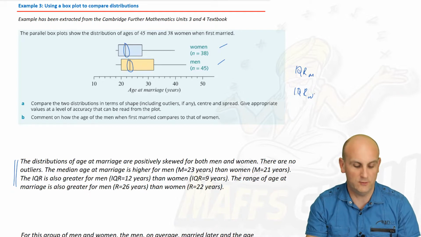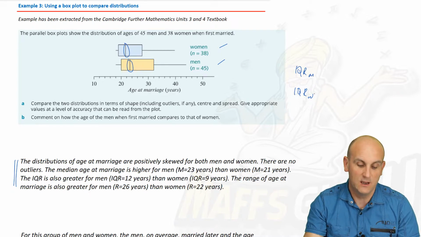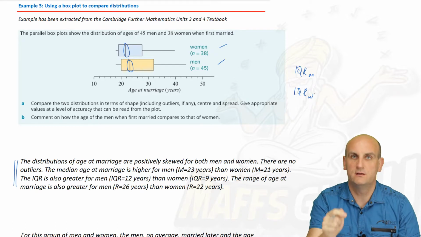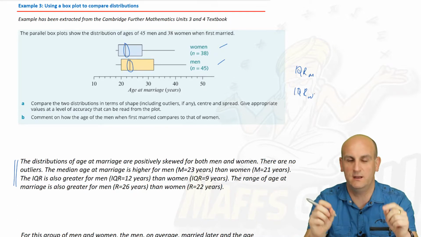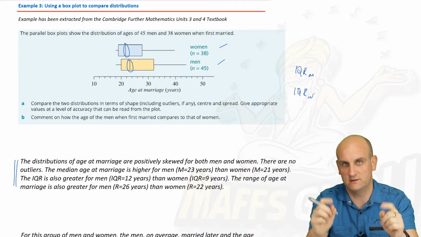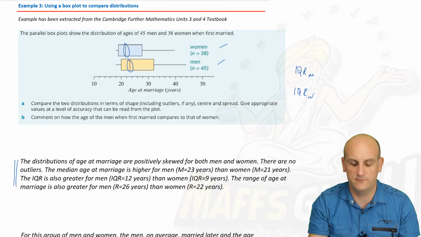We're going through, and as I've said before, they're looking at center, shape, spread with actual values. But when you're comparing, really you're just turning around saying the range is greater for men. The IQR is greater for men than women, and you're giving that information.